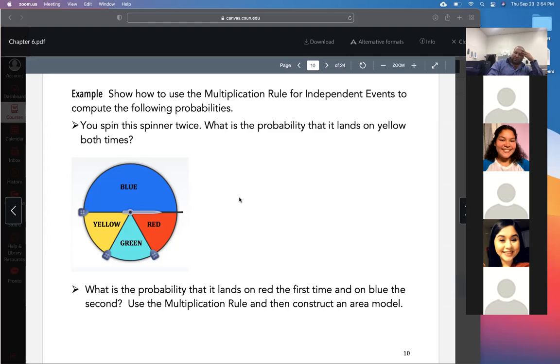Is that what you were going to say or something else? I overrode you. I'm sorry. I was going to say it's independent. Yeah, they're independent. So then the probability of landing yellow the first time is what?